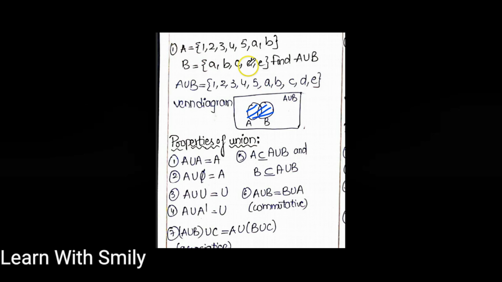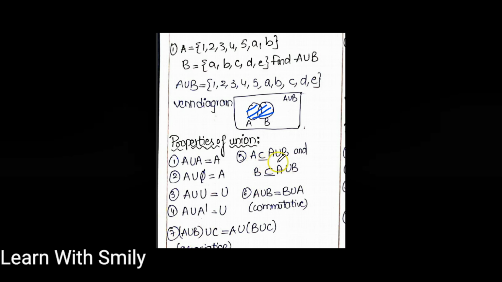So A union A will be the same, 1 2 3 4 5 A B. And A union phi, that means A union nothing, an empty set, which means absolutely A. And A union the universe means all the elements will be taken, rather than A, because A is only containing 7 elements, whereas the universe is containing all the total elements, right? And A union A dash, which is the opposite of A, again comes to the union, because everything will be considered again.